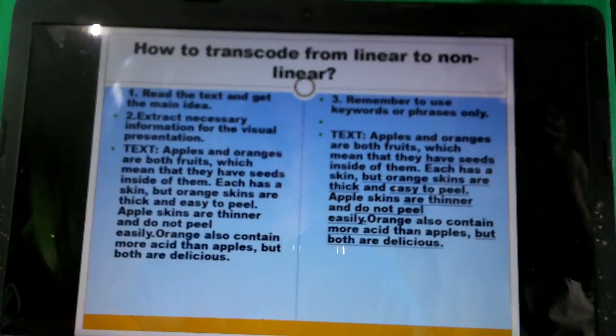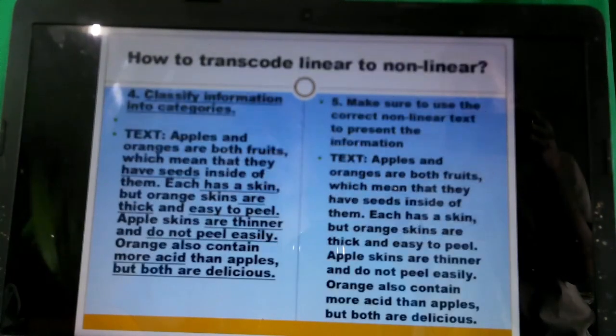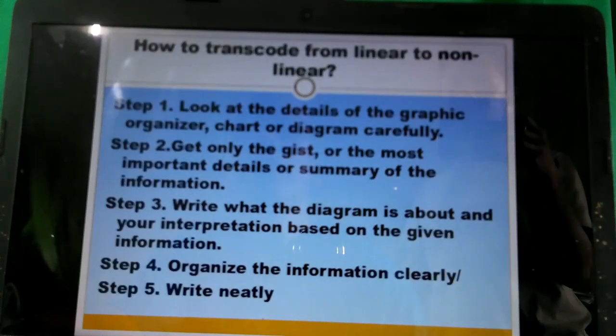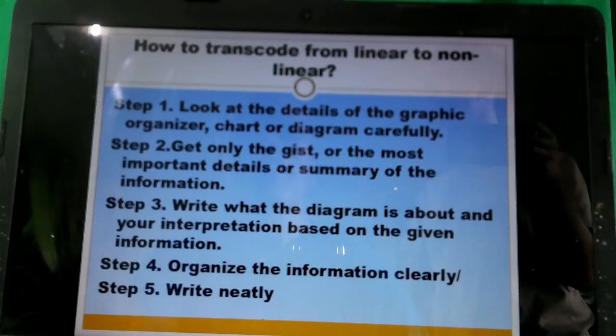Okay, next. How to transcode from linear to non-linear? First, again, we are reminded, look at the details of the graphic organizer, chart, or diagram carefully.